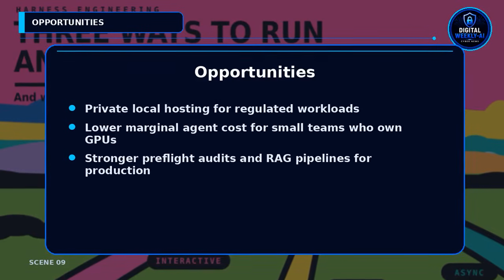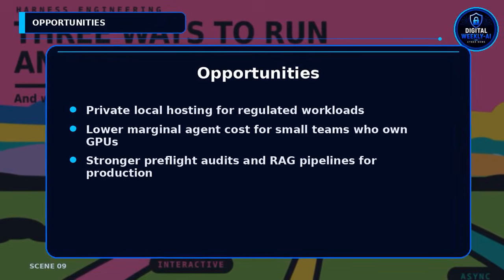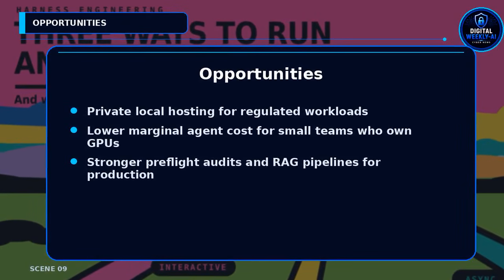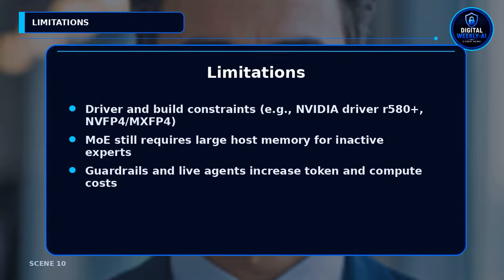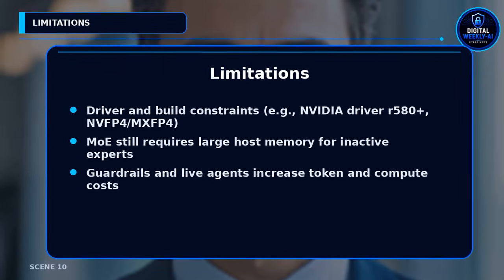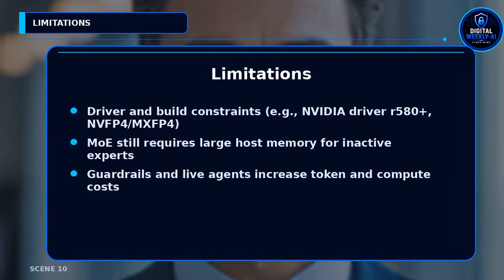Together, these tools let teams pick the right execution plane. FreeToken for private low-latency local agents, Cloud for throughput, Is Agentic for pre-flight audits, deepDoctection for RAG inputs, NeMo Guardrails for audit and policy enforcement. Limits are clear. FreeToken depends on NVIDIA drivers and specific builds such as NVFP4 and MXFP4. It is not a data center replacement.